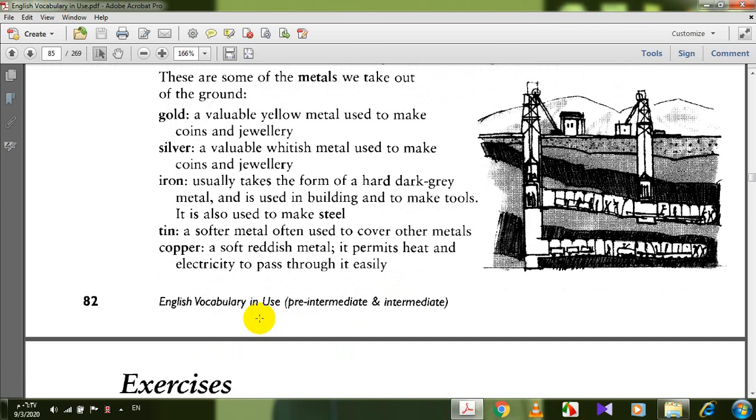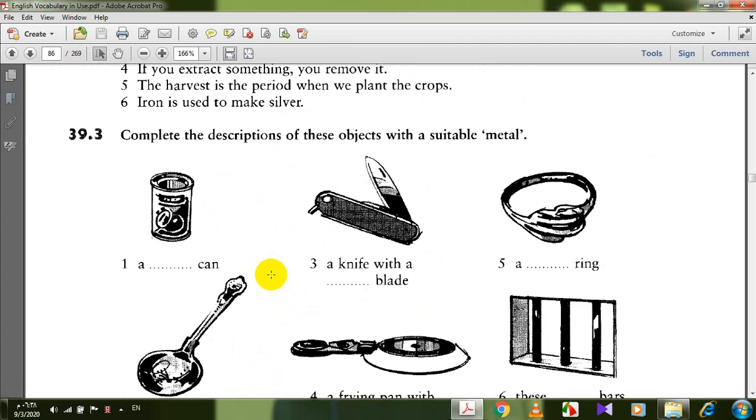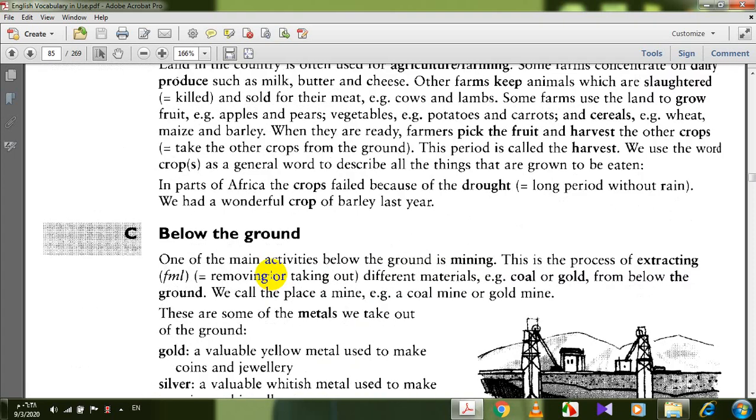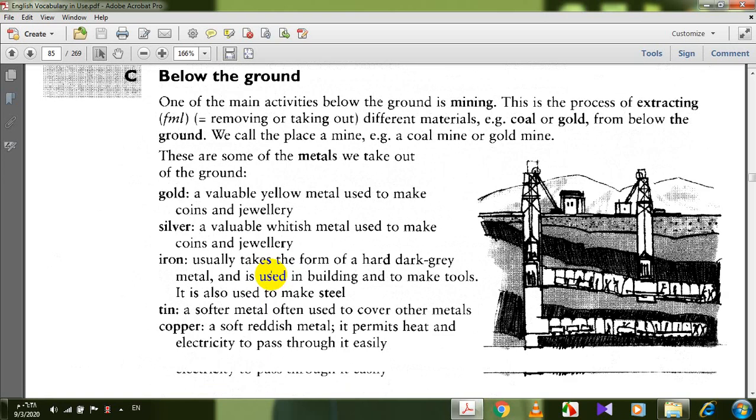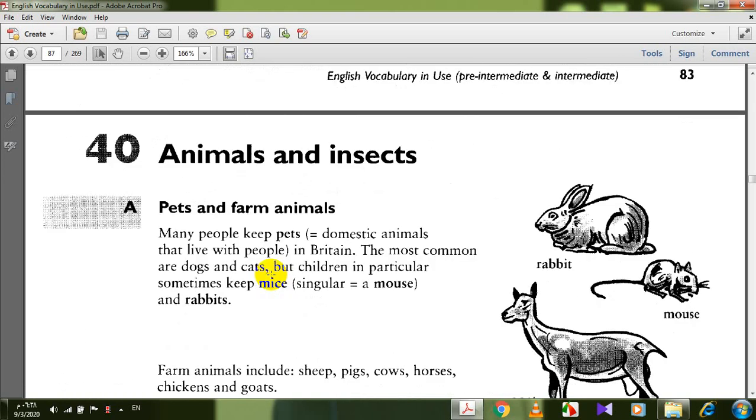Okay, so this is enough. And we still have the last unit. You do the exercises alone on the next page. And last but not least, we have unit 40, which talks about animals and insects.